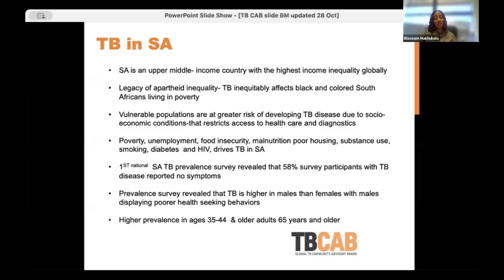The survey, interestingly, also revealed that there's a higher TB prevalence in males than in females, with males displaying poor health-seeking behavior. We see this a lot with males not presenting at health facilities. By the time they present at health facilities, the TB disease is advanced. We also see a higher prevalence in the ages 35 to 44, as well as older adults. So we need to start thinking about innovative ways of reaching those populations. We should not leave anyone behind. Next slide, please.